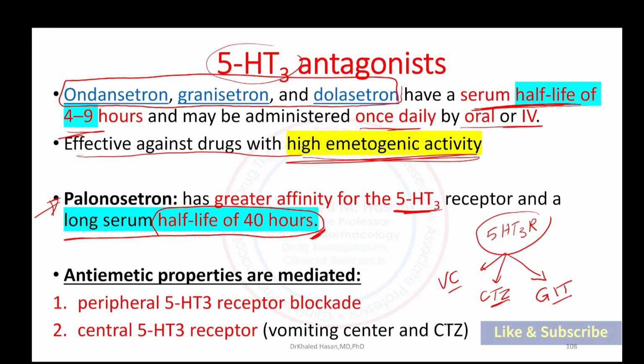Gastrointestinal tract. So we have the 5-HT3 receptor. This group of medication affects two main places: a central effect, the vomiting center in the medulla and the CTZ in the blood-brain barrier, and a peripheral effect on the GI system.